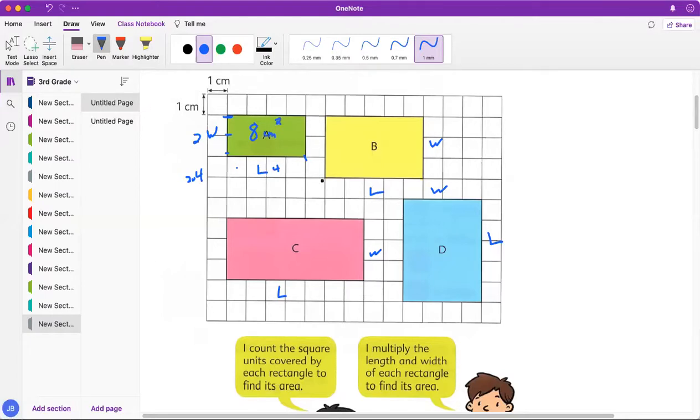Let's see. Luke, do you want to try B? B is 15. 1, 2, 3, 1, 2, 3, 4, 5. Perfect, 15. So it's 3 by 5, and so we get 15 centimeters squared. Miles, what do you get for C?